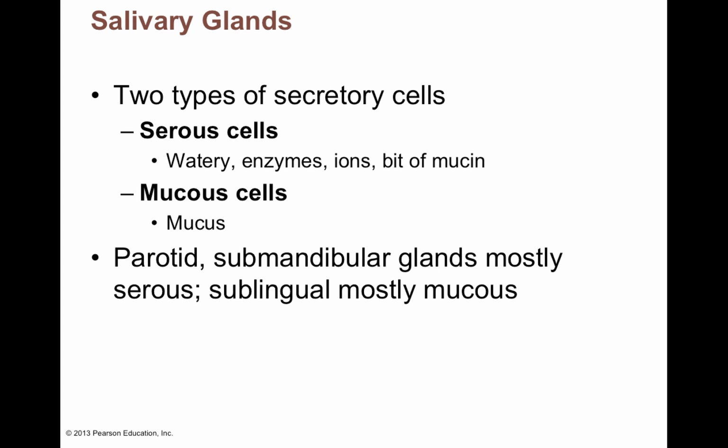Now, mucus saliva doesn't have enzymes. It's the serous saliva that does, because that's why it's called serous, by the way. Serous secretions have enzymes in them. And so the enzymes you find in serous saliva would be things like salivary amylase, which breaks down starches, and then salivary lipase, which breaks down lipids.